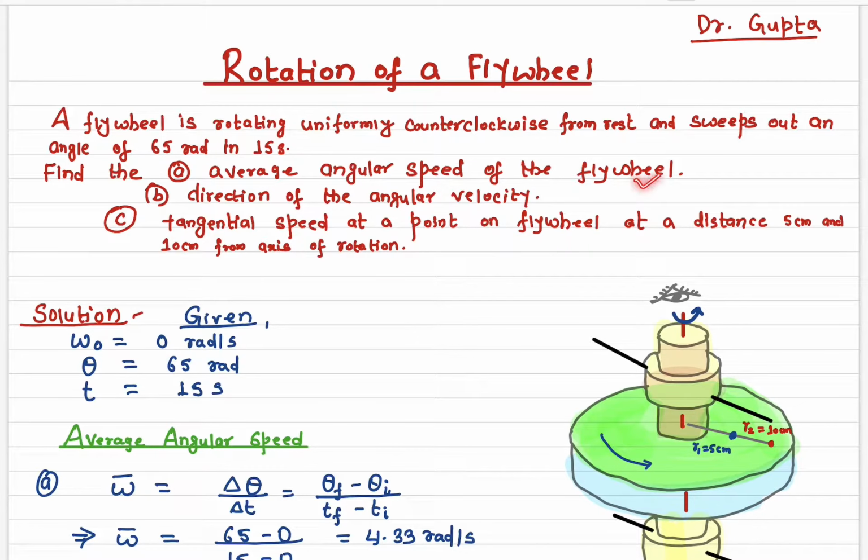Now we need to find out the average angular speed of the flywheel, the direction of the angular speed, and the tangential speed at different locations. So let's start with this one. As the flywheel is starting from rest, its initial angular speed is 0. And it says that it sweeps out an angle of 65 radian. So the angle that it has rotated is 65 radian, and the time it takes is 15 seconds.